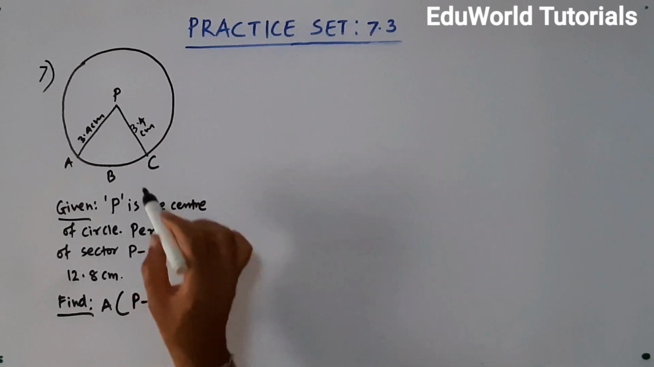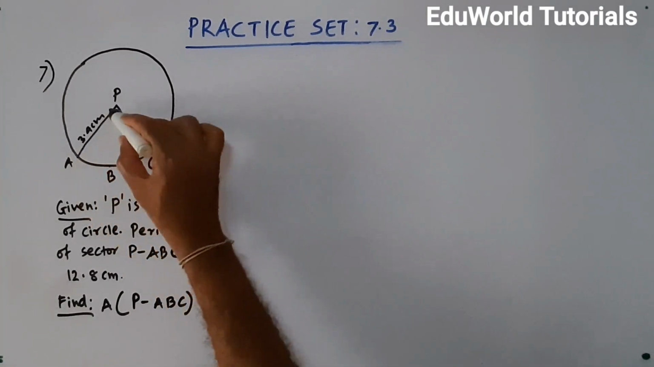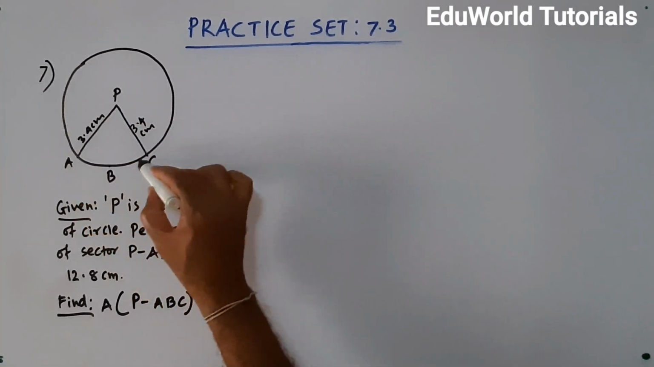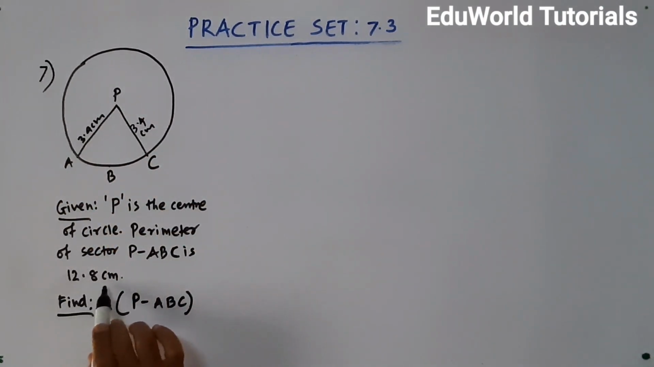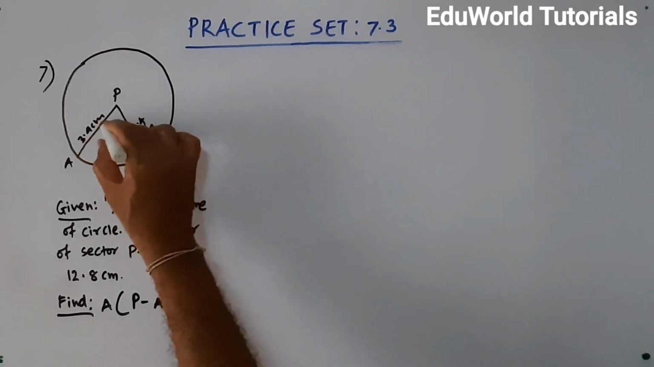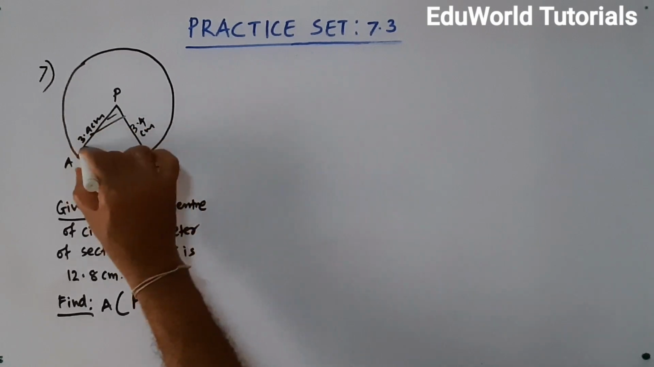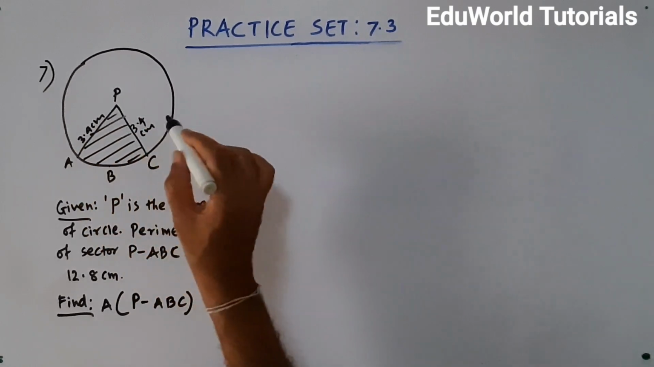Remember, perimeter means this radius plus this radius plus this arc. If you add these 3 lengths, the total perimeter is 12.8 centimeter. We have to find area of sector PABC. Understand? You have to find area of this sector. What is the measurement of this surface?